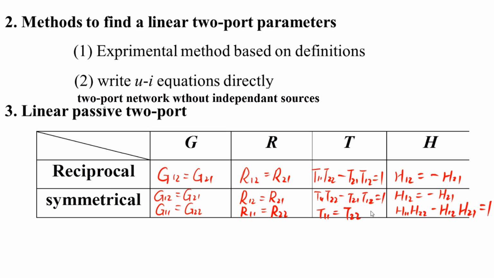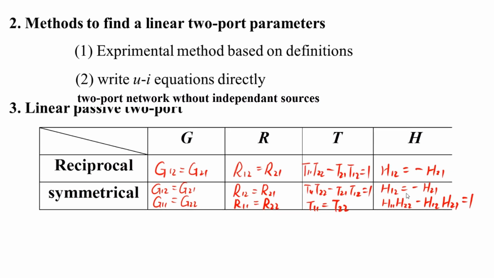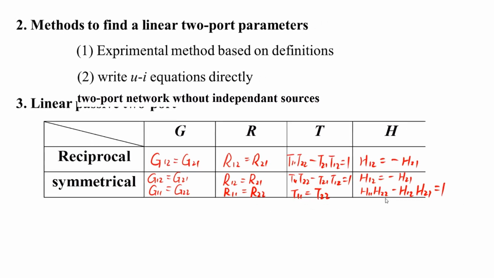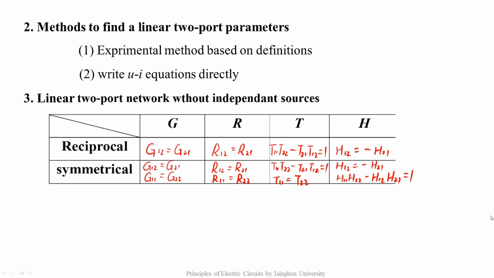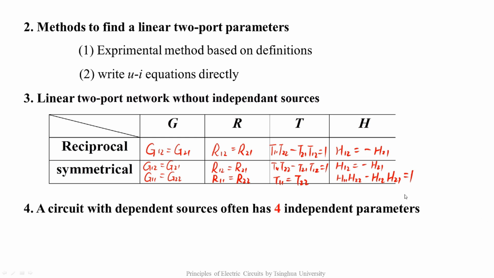You should remember these conditions that the reciprocal and the symmetrical two-port should satisfy. On one hand, we can get the characteristic of the parameters of a reciprocal or symmetrical two-port. On the other hand, we can determine whether a two-port is a reciprocal or symmetrical two-port by its parameters. Finally, a circuit with dependent sources is usually not a reciprocal two-port. The four elements of its parameters are independent.